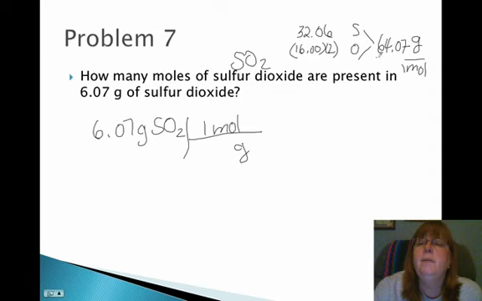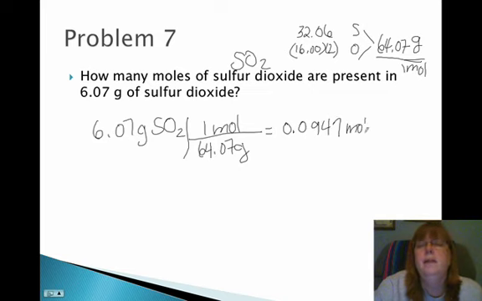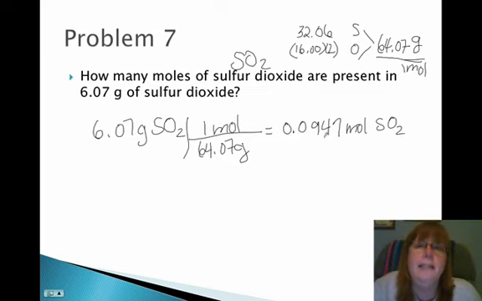And that 64.07 goes with the grams, so it's going to go down here in the denominator. And so like we learned before, if you have a mass, if you have grams, you're going to divide by the molar mass to get moles. And so when we do that, we wind up getting 0.0947 moles of sulfur dioxide. These problems take just some practice, and it should become like second nature to you. It'll be a little tricky at first, but the more we practice, the better we'll get.